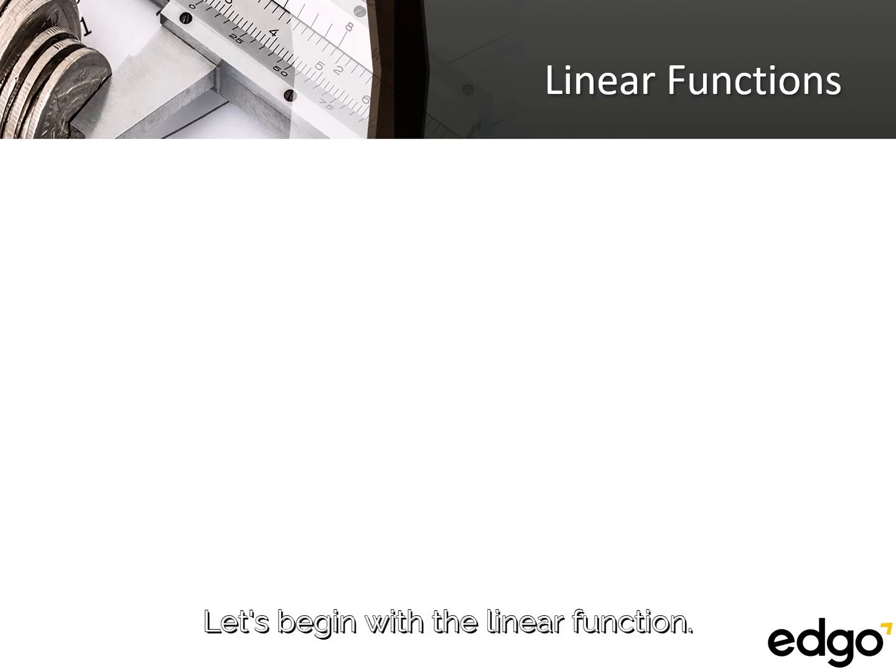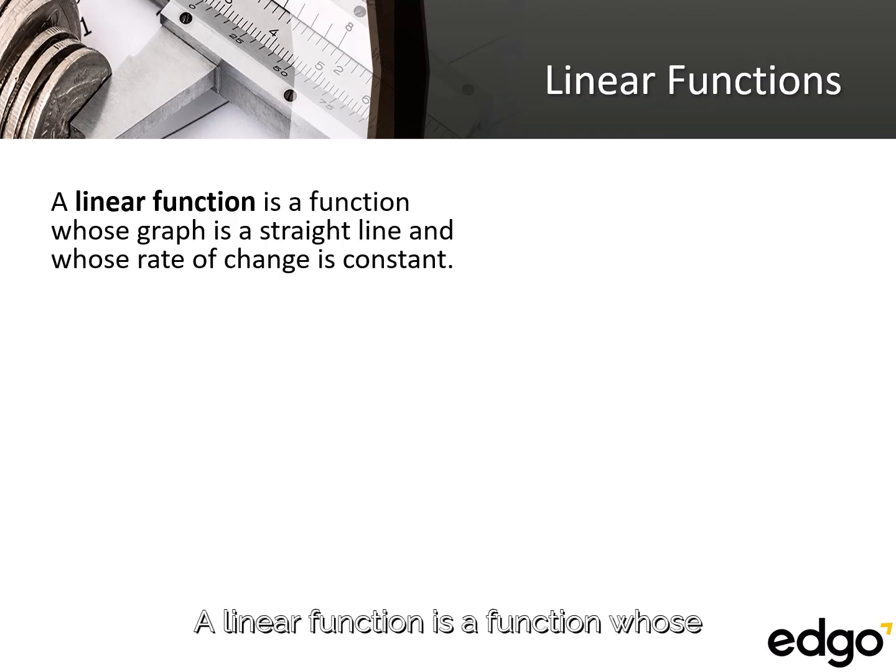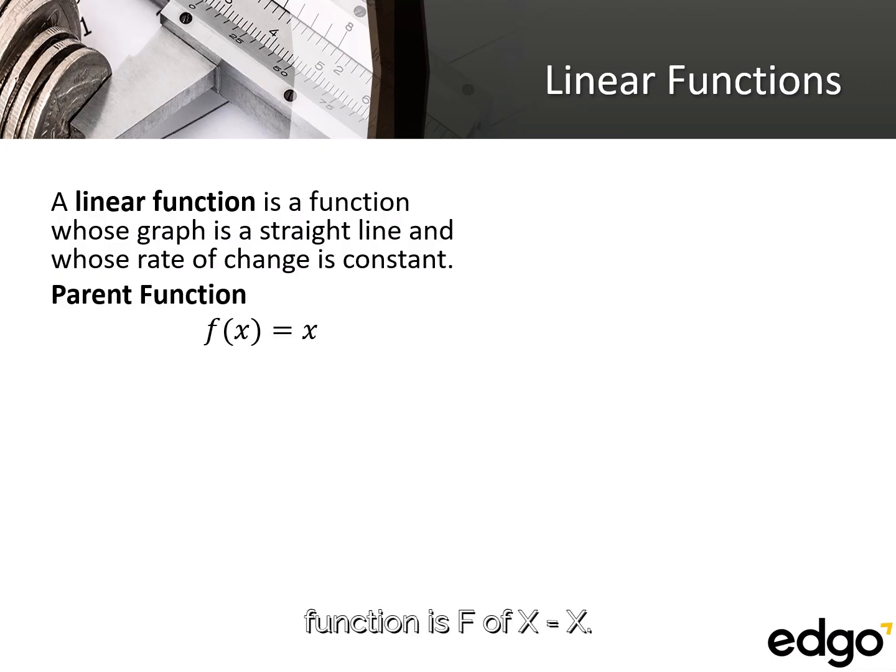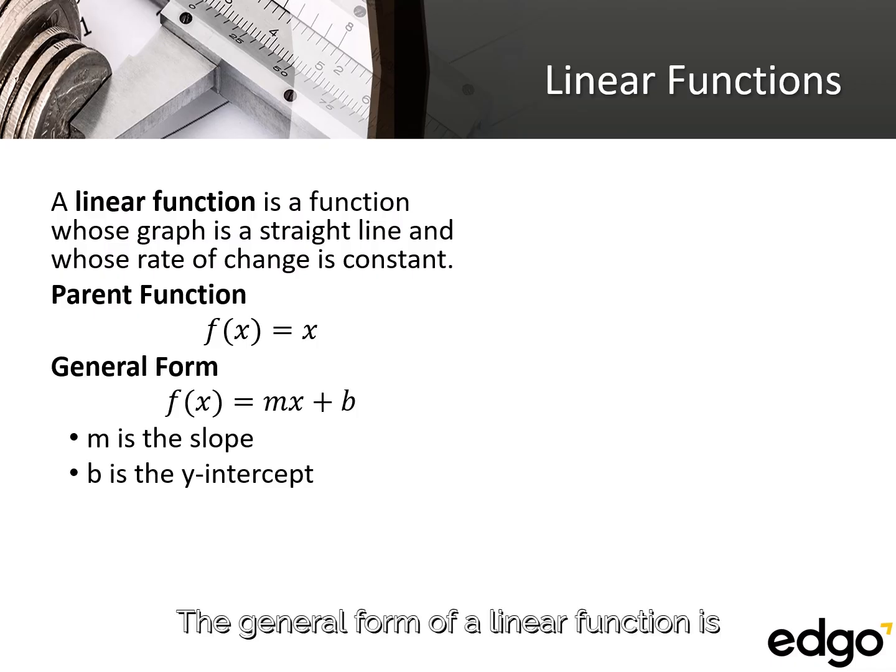Let's begin with the linear function. A linear function is a function whose graph is a straight line and whose rate of change is constant. Its parent function is f of x equals x. The general form of a linear function is f of x equals mx plus b. Here, m represents the slope, while b represents the y-intercept.